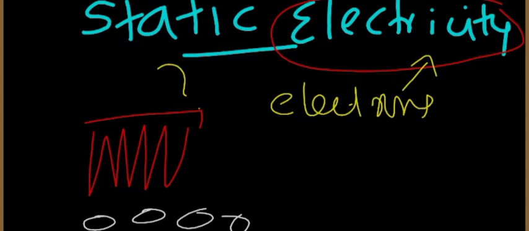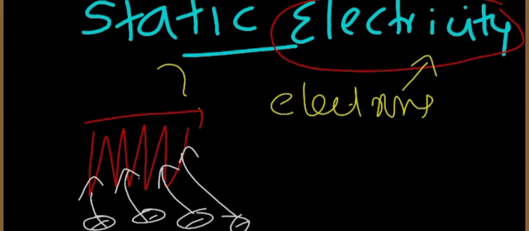So what you are going to do is comb your hair with this comb. Make sure it is dry hair. After that, keep this comb near these bits of paper. You can see a magic. All the bits of paper will get attracted to this comb.